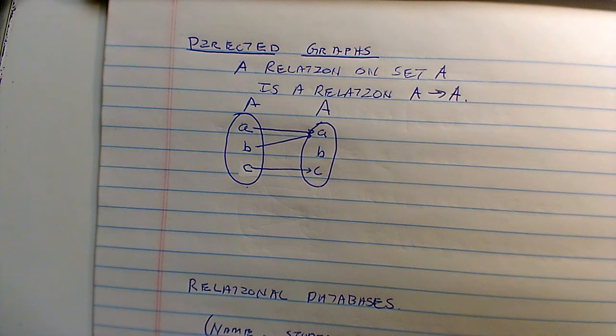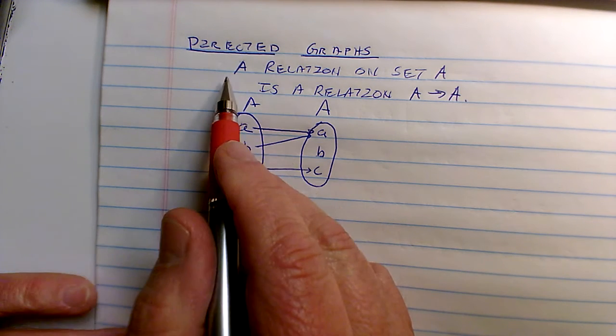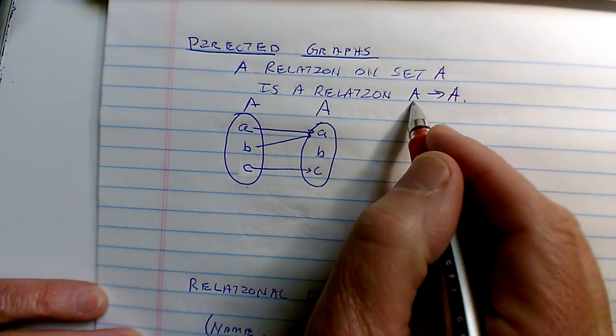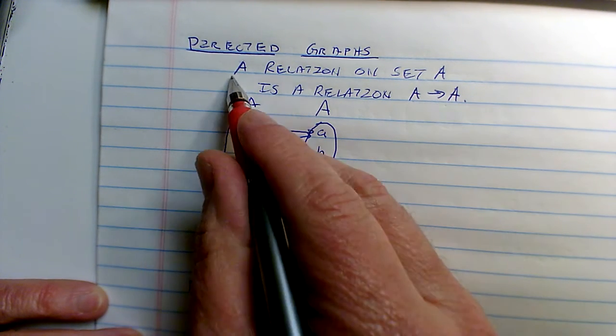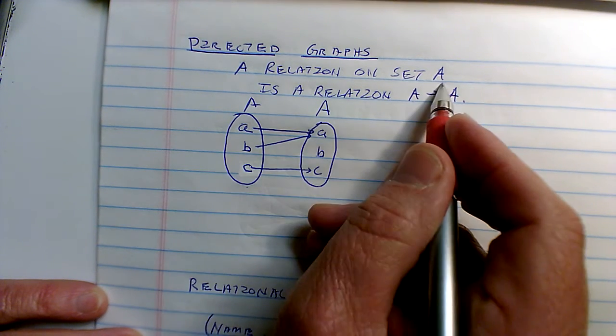We're now going to look at the idea of a directed graph. This is something that's very important for the next two sections of this chapter. A lot of times we will talk about a relation that goes from a set A to the same set A. And we say that as a relation on set A.